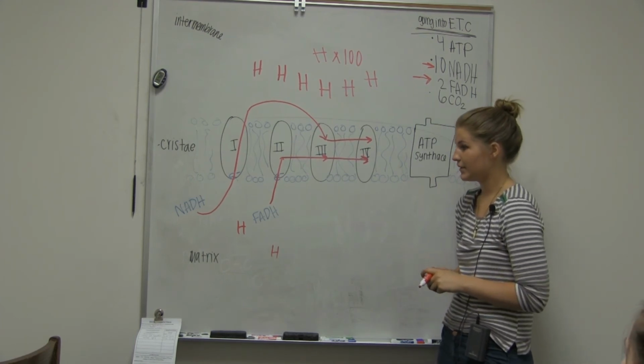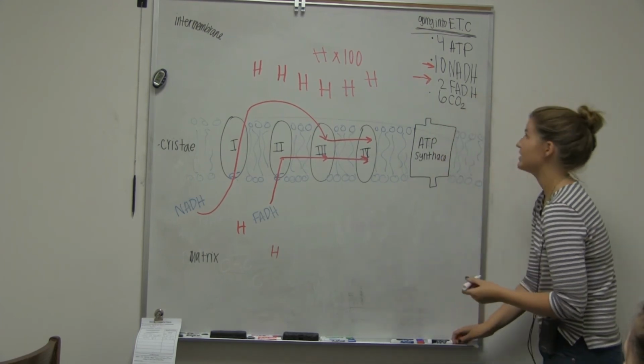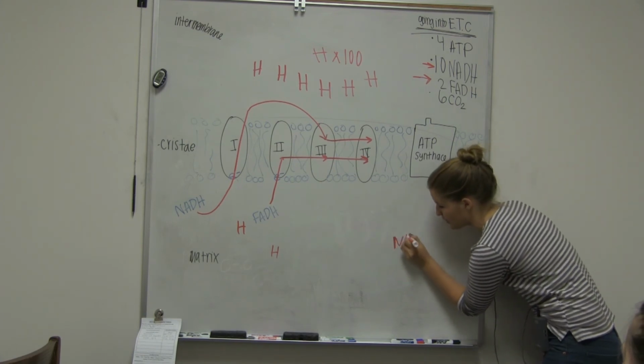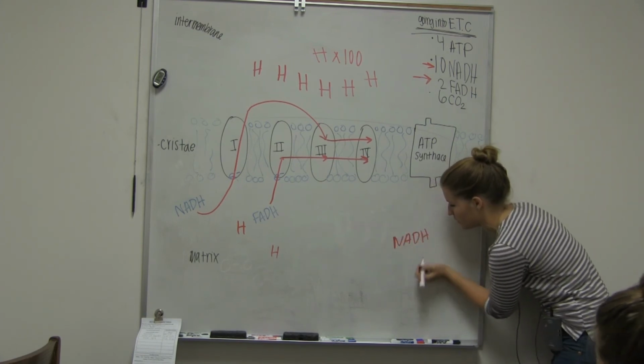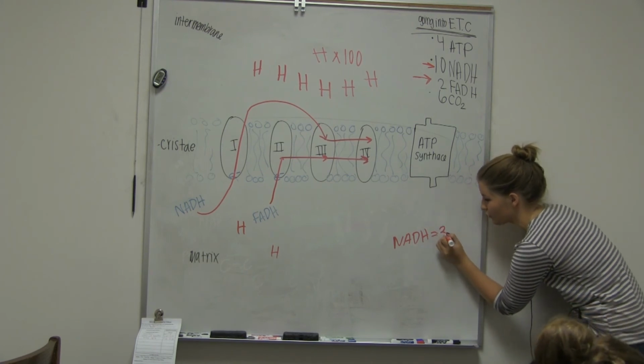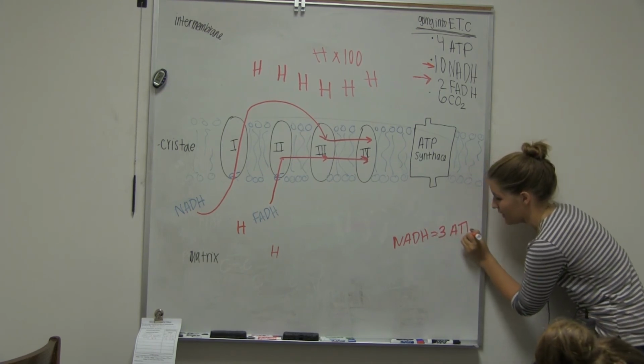Okay, so we have a key. We want to say per one NADH molecule, we're going to yield 3 ATP.